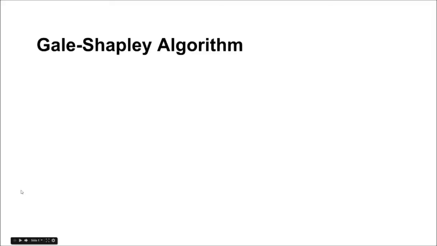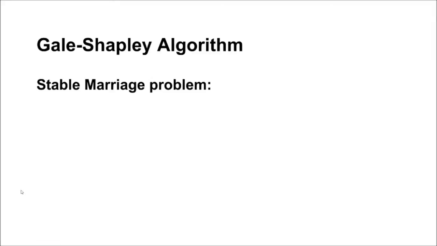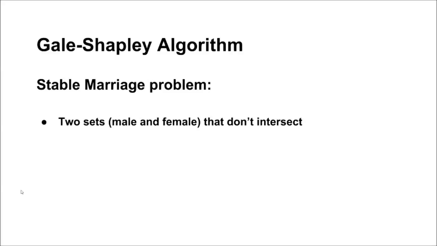The Gale-Shapley algorithm is designed to solve the stable marriage problem. In this problem you have two sets, which we're going to call male and female for this video, that don't intersect. That means that there's nobody in here who is both male and female. There's also nobody who is neither.